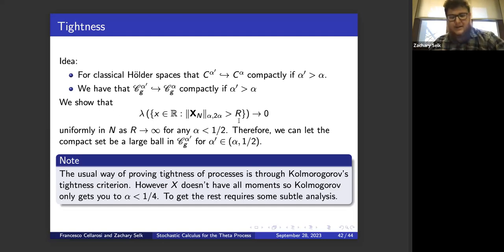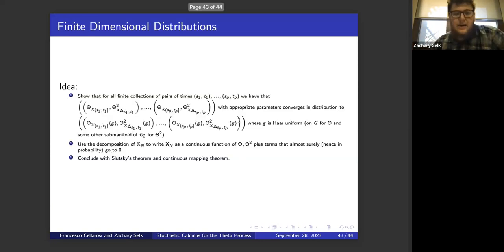But we show this, so we basically take a large ball in this rough path space for alpha prime, and then that shows tightness in alpha. And then for the finite dimensional distributions, what you can do is you can look at pairs. You look at the theta and the theta 2. So theta over chi of the interval, and then theta over chi of the triangle. And then you show this converges in distribution using some equidistribution of Haar cycles.